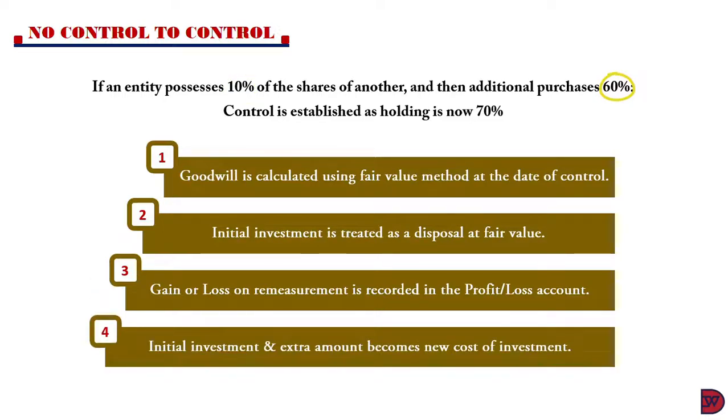Okay. Then the initial investment, that is the one on the 10% holding that was remeasured to fair value, and the actual amount paid, that is the one that was paid to own the 60%, will now be the total cost of the new investment. That is the 70% that the parent now holds. The cost of investment will now be the addition of the two.